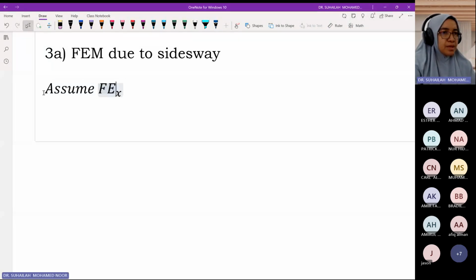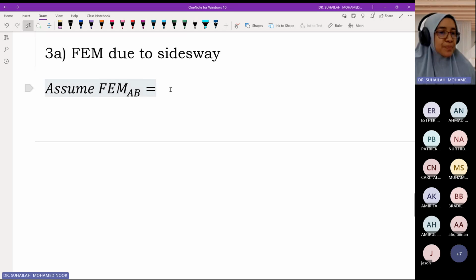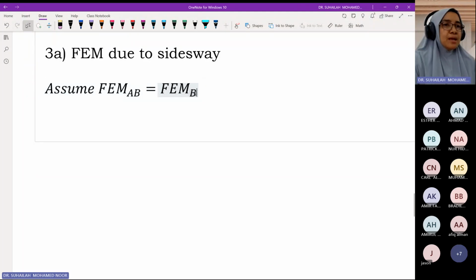So this is FEM for AB. And the behavior, we need to consider the behavior of FEM due to delta. It's triangular. The triangular means AB and BA are the same. It's not like FEM due to loading, where one is negative and one is positive. FEM due to delta is triangular, so it has the same sign between AB and BA. It looks like this.